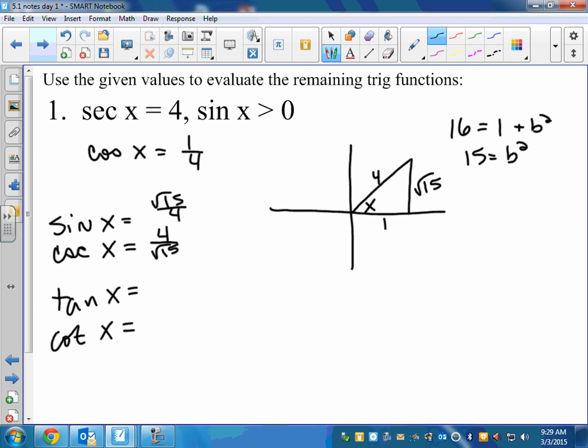And again, I don't make you rationalize that, but just make sure you're aware that that's the same as this. If I ever wrote something like this as a multiple choice question, I would hope you could match that up easily. But I would count either one of those. And tangent would just be square root of 15, which would make cotangent 1 over the square root of 15, or square root of 15 over 15.